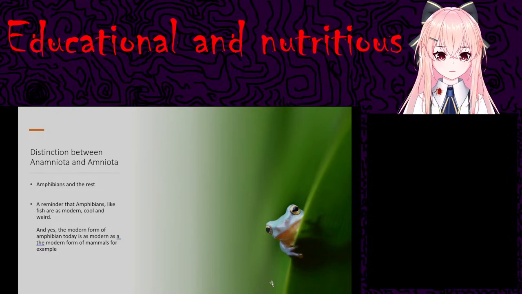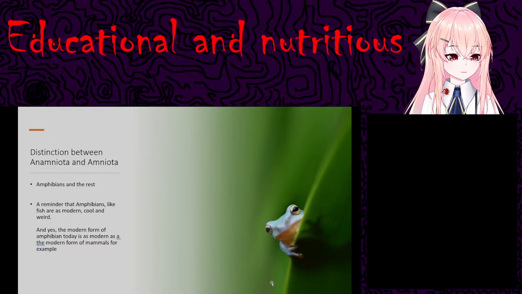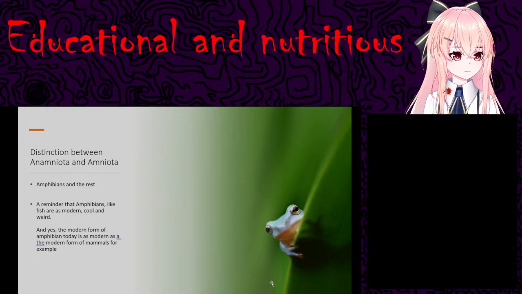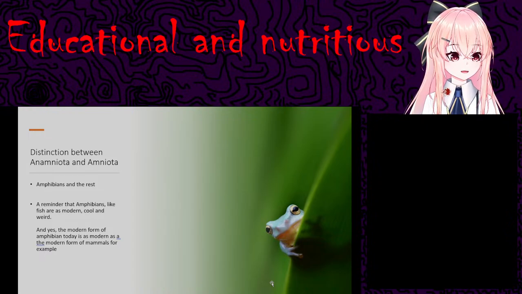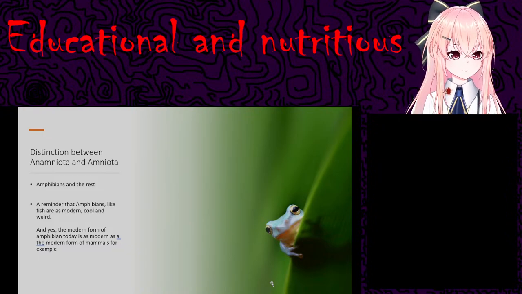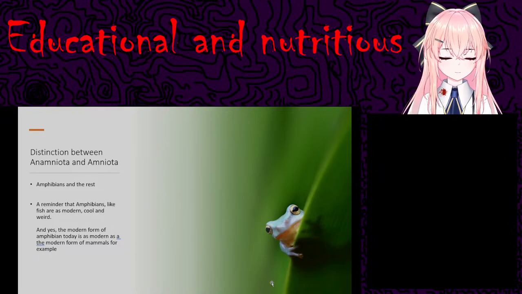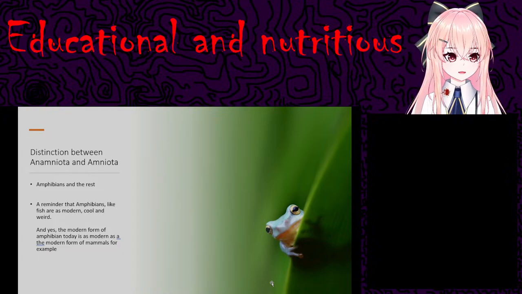But yeah, the modern forms of amphibians are just as modern as mammals and all that. So much so that I think the prototypical shape of a frog, as we know a frog to be, kind of appeared during the Triassic. And you need to understand that actual mammals appeared during the Jurassic. I mean, they didn't look like modern mammals.